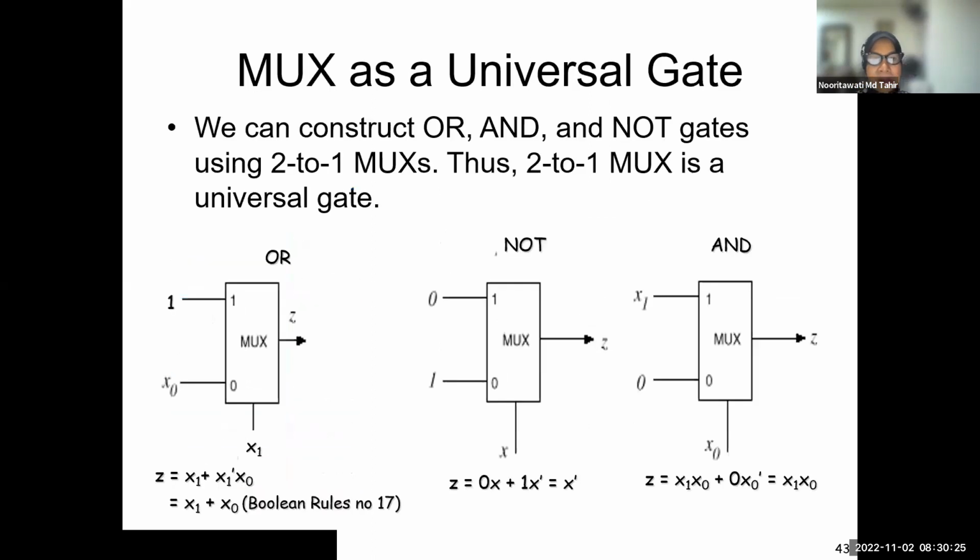Okay, so another thing that we found out is actually multiplexer juga adalah universal gate, because we can use multiplexer untuk replace our normal logic gates. Okay, so 2-to-1 multiplexer also is known as a universal gate. So how is that being implemented?